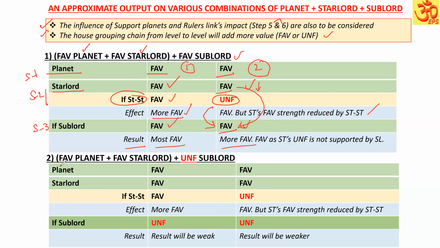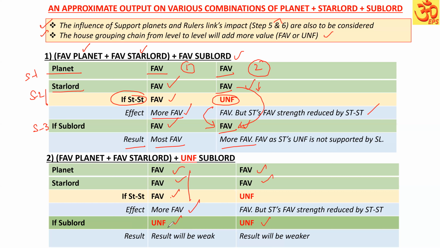So now next combination: planet is favorable, Star Lord also favorable in both the combinations, combination 1 and combination 2. Now Sublord is unfavorable in both the cases. We discussed the favorable Sublord; now we are going to discuss the combination if the Sublord is unfavorable. The difference between these two options is the Star Lord of the Star Lord. Planet is favorable, Star Lord is favorable, Star Lord of the Star Lord also favorable. Of course, it is going to be more favorable.